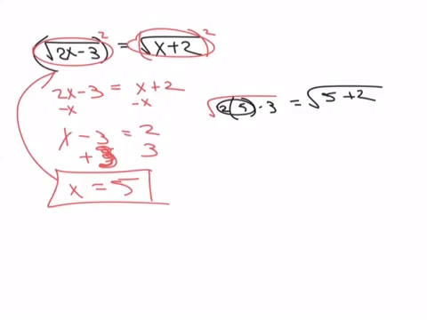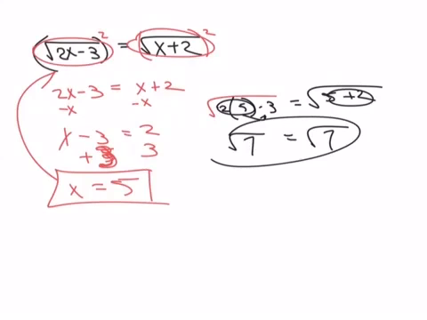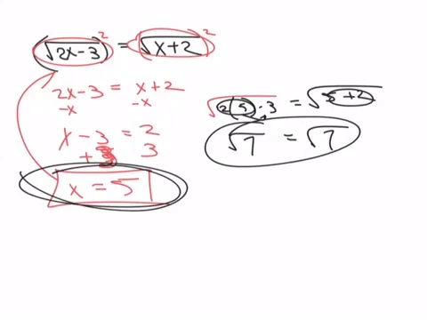Alright, what do I get here? 10 minus 3 is 7. 5 plus 2 is 7. Those are equal to each other. Even though they're still under radical signs, they're equal to each other, right? Square root of 7 equals square root of 7. That means x equals 5 works, and that ends up being a solution set. Okay, so that's it for lesson 108.